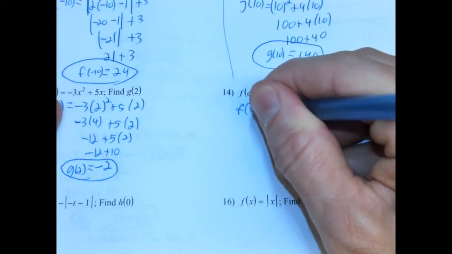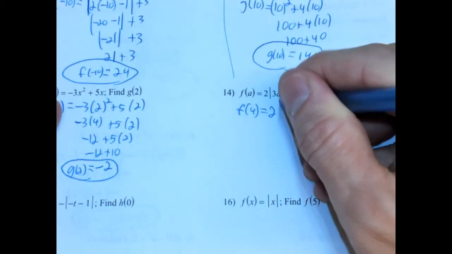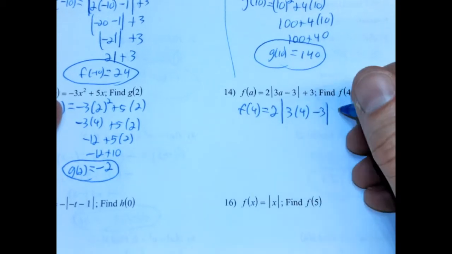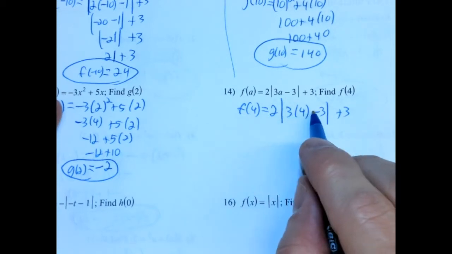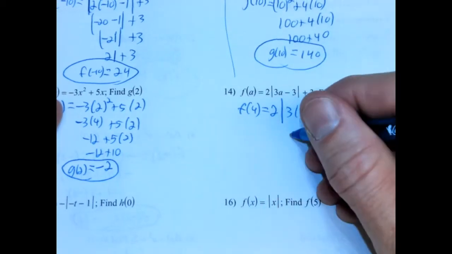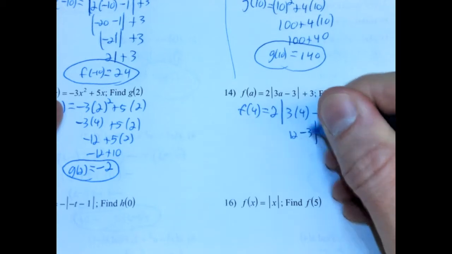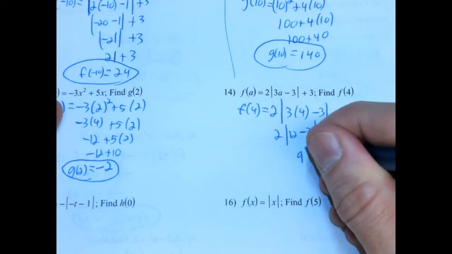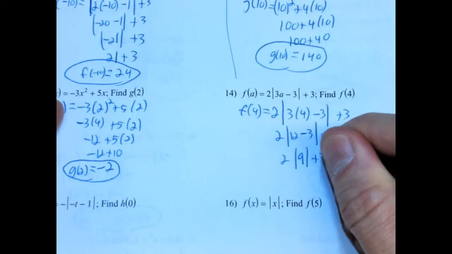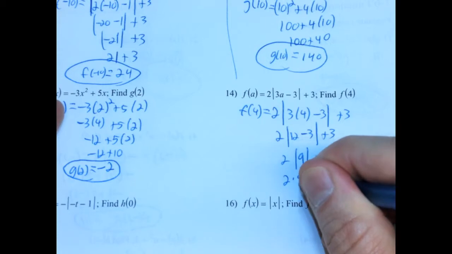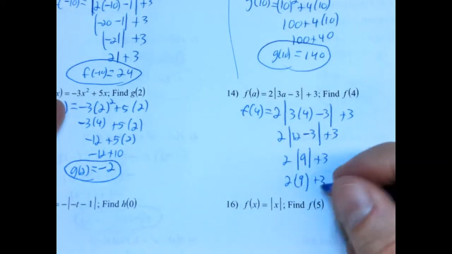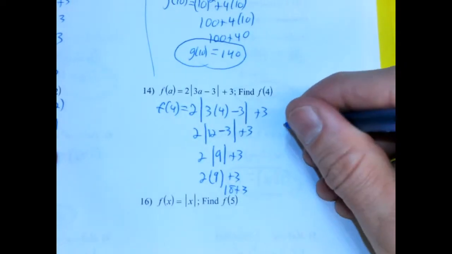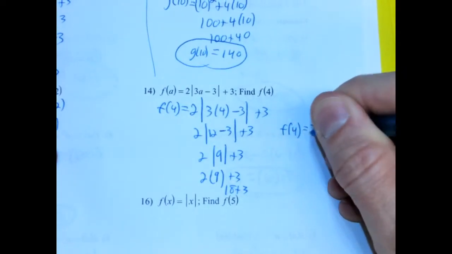There we go. All right, f of 4. So f of 4, and that's 2, absolute value 3 times 4 minus 3, close absolute value plus 3. Okay, there's a lot going on here. So 3 times 4 is inside the absolute value. We're going to do that first. So 3 times 4 is 12. I'm definitely going to run out of room here if I'm not careful. And then 12 take away 3 is 9. And then take the absolute value out, so it's 2 times 9. And 2 times 9 is 18. And we're going to put it over here. 18 plus 3 is 21. So f of 4 is 21.